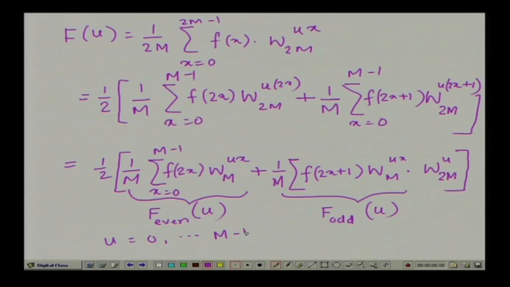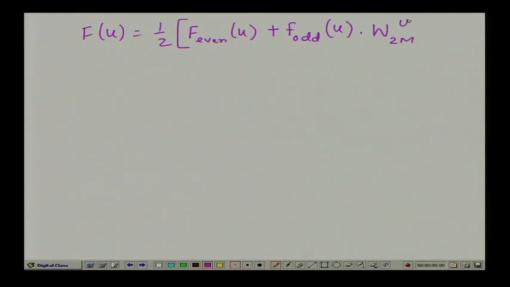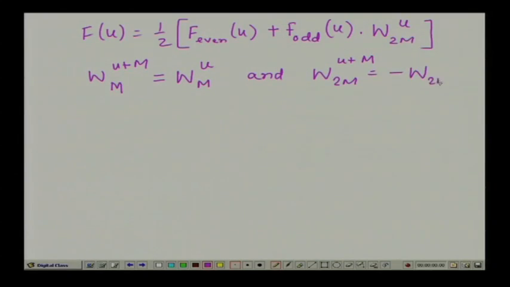Now, following some more properties, effectively what we have got is F(u) equal to half [F_even(u) plus F_odd(u)] into W_2M to the power u. Now, we can also show that W_M to the power (u+M) is the same as W_M to the power u. This can be derived from the definition of W_M, and also we can find that W_2M to the power (u+M) is the same as minus W_2M to the power u.